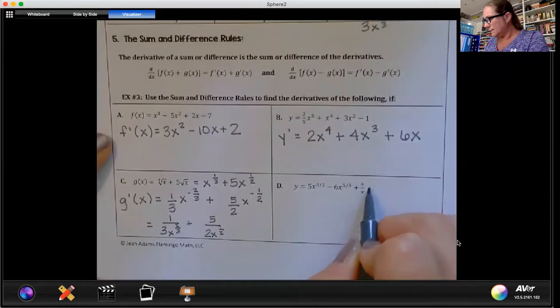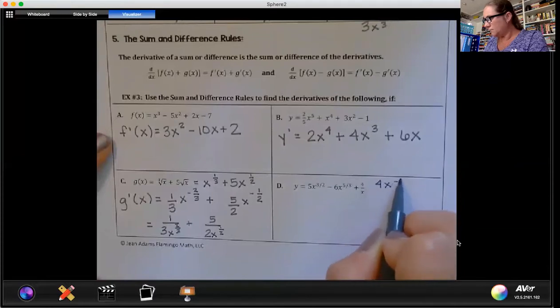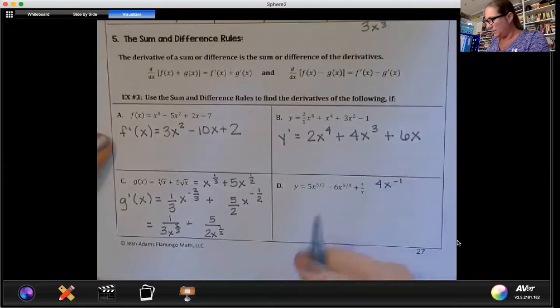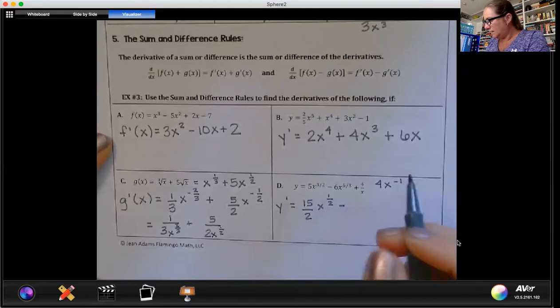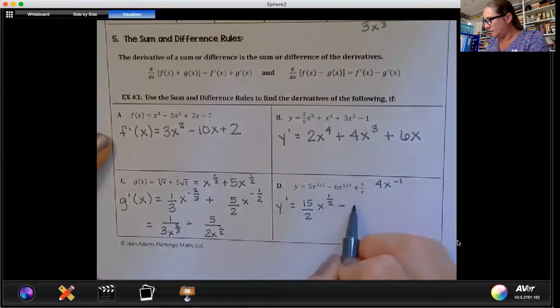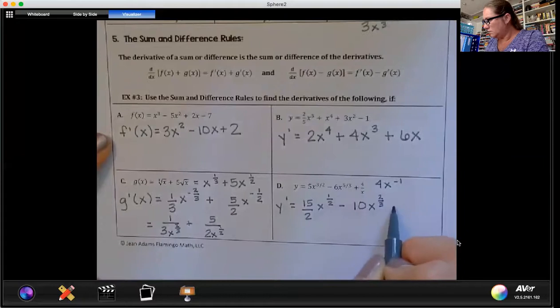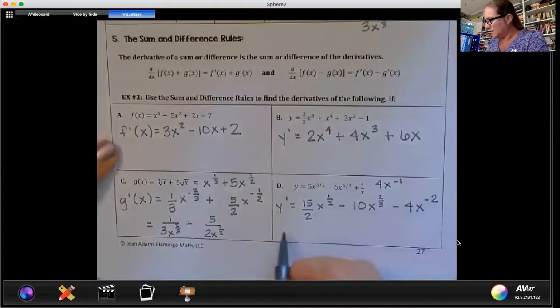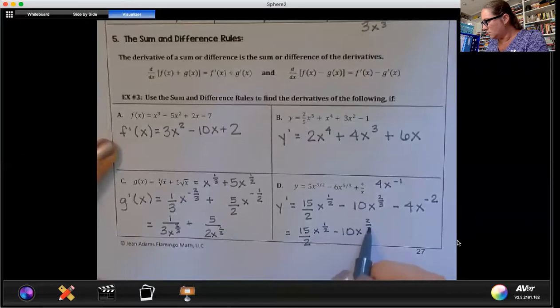Everything is good except this last one, and that's going to be 4x to the negative 1. The first two terms are already written okay for us to find the derivative. Bring down minus 1. Minus 3 goes into 6, 2 times 5. Bring down minus 1. Bring down minus 1. And then evaluate your negative exponent. So 15 halves x to the 1/2 minus 10x to the 2/3 minus 4 over x squared.